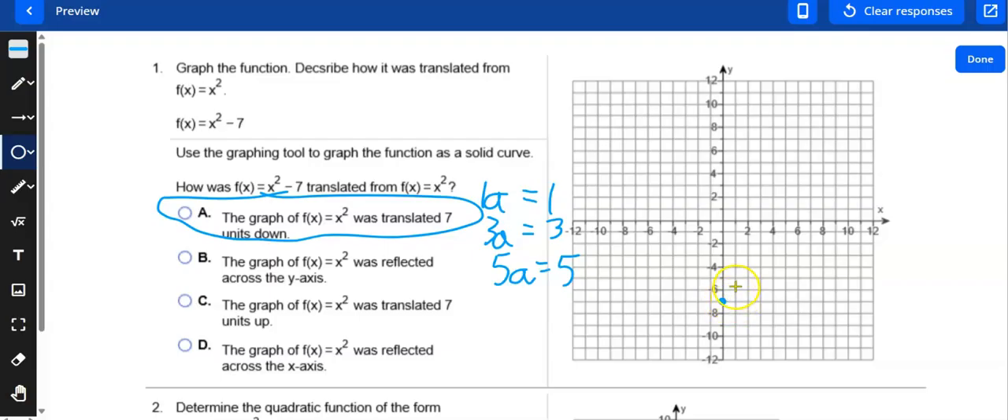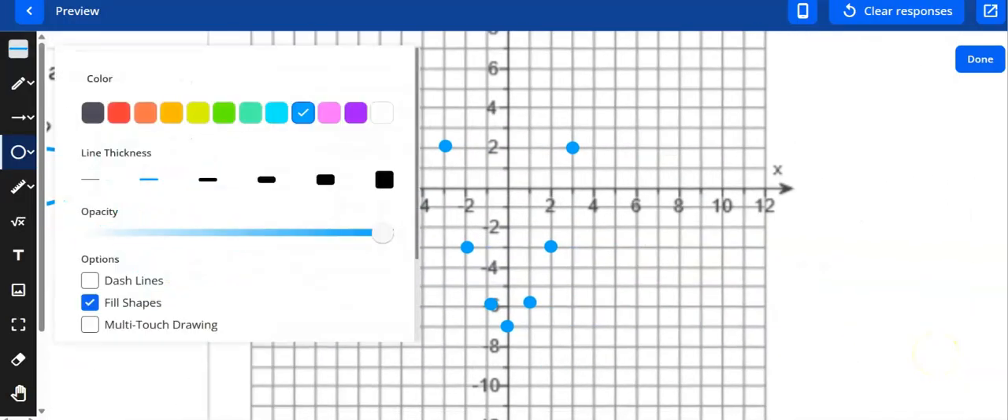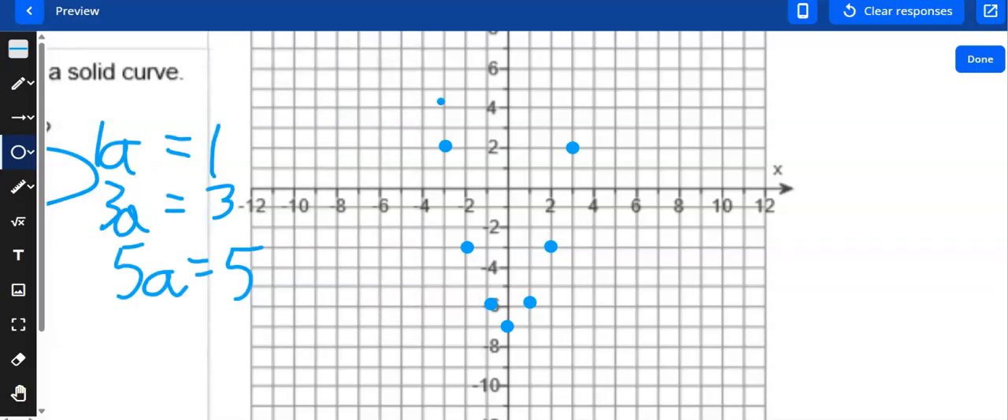Over 1, up 1. Over 1, up 3. Over 1, up 5. And then, of course, once we have those points, as we've done so many times before, we copy them to the other side. And there's our parabola.